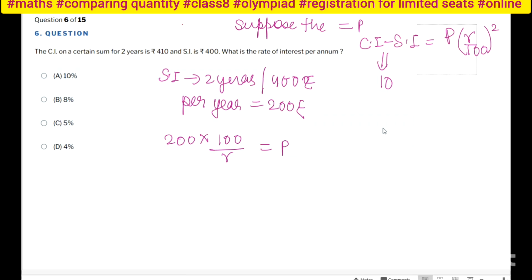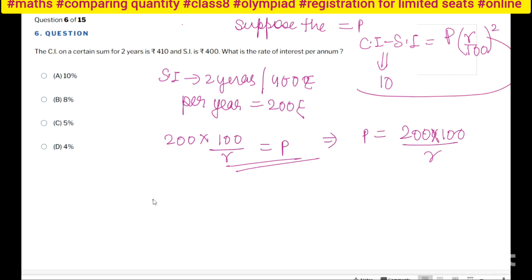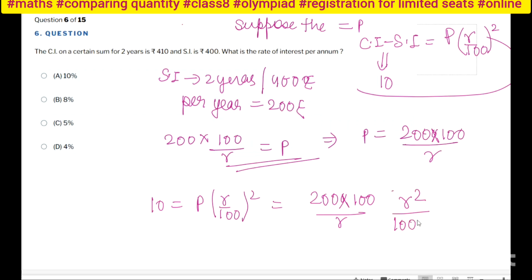P is equal to nothing but P. Why have I done that? Because PRT is like this, so I can say that P is equal to nothing but 200 into 100 by R. From this equation, I can substitute all the values. What do I get? 10 is equal to P into R by 100 whole square, or I can say 200 into 100 by R. This is the P amount, and here it is R square by 100 into 100.